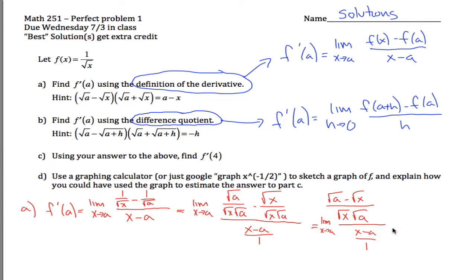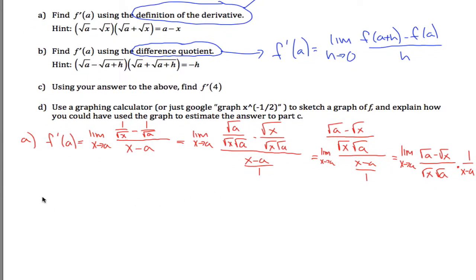And now I got a fraction over a fraction, so I can say it's the limit as x approaches a of root a minus root x divided by root x times root a times 1 over x minus a. Kind of running low on room, we'll jump back over here. So I'm at this stage right here.